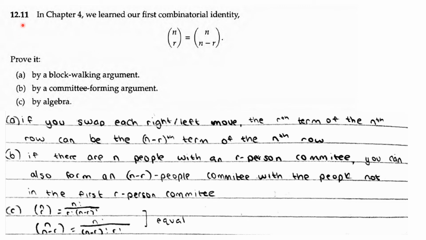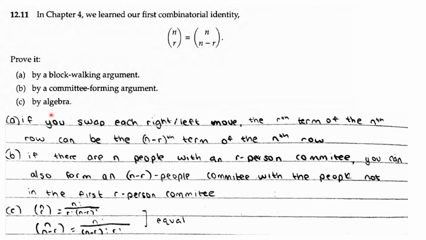AOPS Counting and Probability 12.11. In Chapter 4, we learned our first combinatorial identity, n choose r is equal to n choose n minus r. Prove it, A by a block walking argument, B by a committee forming argument, and C by algebra.